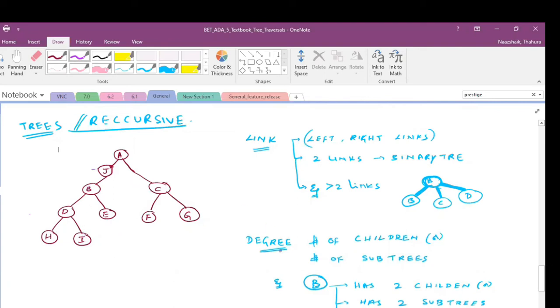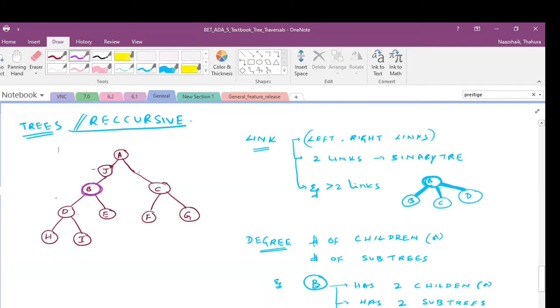So you have something called a degree. Degree is nothing but the number of children or number of subtrees. So here, A has two children, so the degree of A is two. Similarly, B has two children, so the degree of B is two. So you can say number of children or number of subtrees. Here B has two subtrees. This is one subtree, this is another subtree. A single node is also a subtree. However many subtrees a node has or however many children the node has, both definitions are okay. That is a degree.